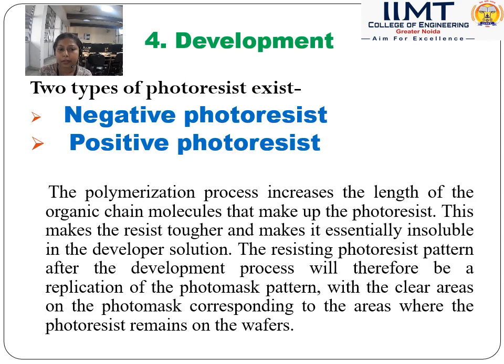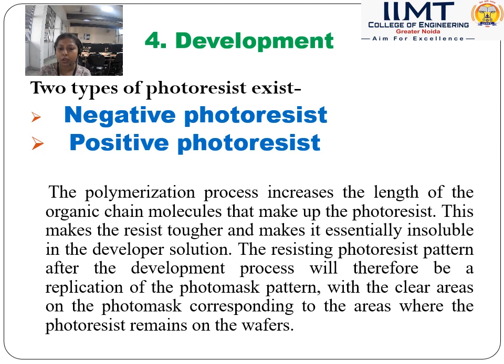Then the fourth part is development. The development part is most important, because we use negative photoresist and positive photoresist accordingly for the development of different structures of MOSFET and BJT. The polymerization process increases the length of the organic molecules that make up the photoresist. This makes the resist tougher and essentially insoluble in the developer solution.